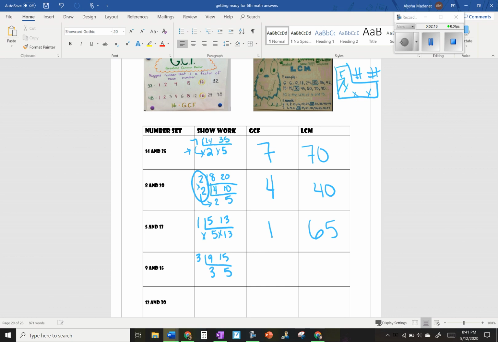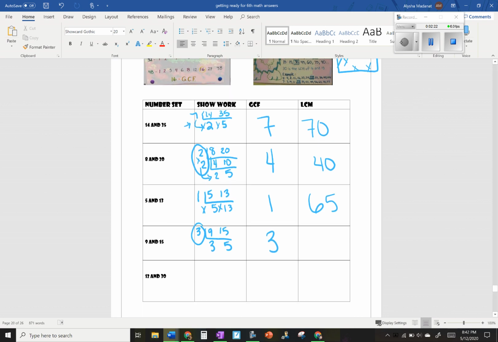9 and 15, you're going to pull out a 3. And then 9 divided by 3 is 3, and 15 divided by 3 is 5. Those are prime, so your GCF is going to be 3. It's the side factor. And then to find the LCM, you're going to multiply all of the outside numbers. So 3 times 3 is 9, times 5 is 45.